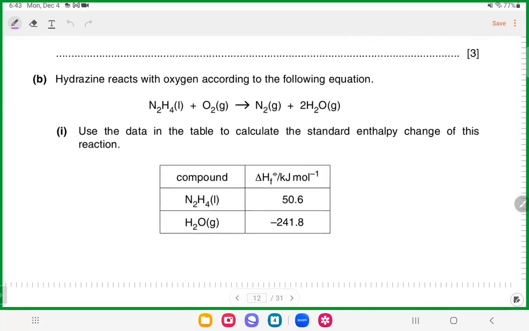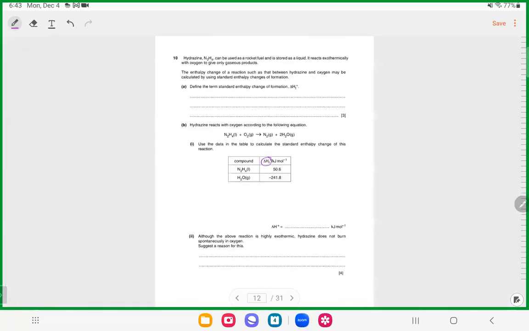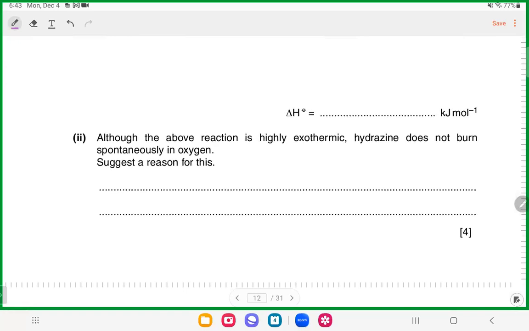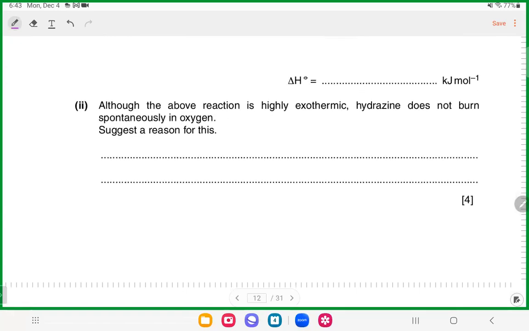The data of formation is given. Okay. Although the above reaction is a highly exothermic reaction, it also gives you a chance to check your answer. If your answer is positive, it means you have not made the reaction correctly. Hydrogen does not burn spontaneously in oxygen. Look, our prediction is that whenever you have a highly exothermic reaction, it should burn spontaneously. Spontaneously means all those reactions that, once started, keep going on until one of the reactants gets finished.